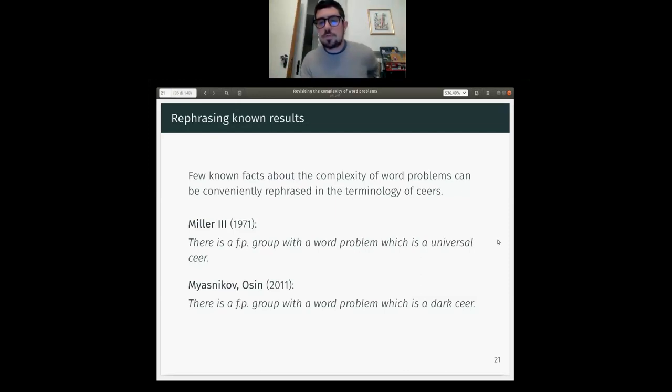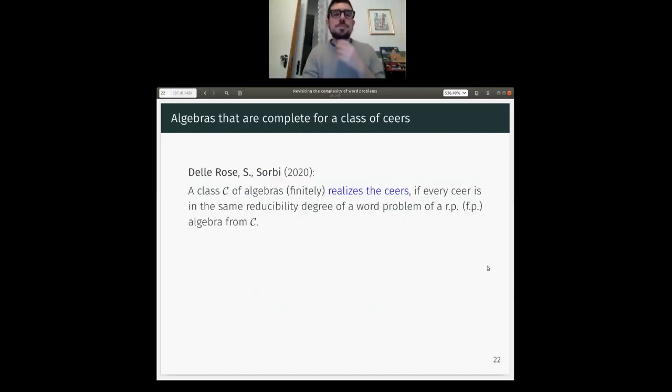Okay. So, and also, this recent result, that in fact there exists a finitely presented group with a word problem which is a dark sphere, right? So in which you cannot have a computable transversal of words that are pairwise non-equivalent. Okay. So what about something new?